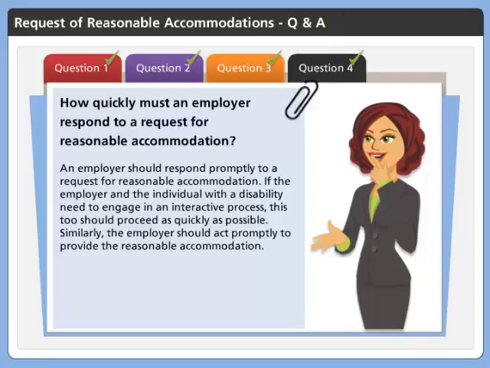How quickly must an employer respond to a request for a reasonable accommodation? An employer should respond promptly to a request for a reasonable accommodation. If the employer and the individual with the disability need to engage in an interactive process, this too should proceed as quickly as possible. Similarly, the employer should act promptly to provide the reasonable accommodation.